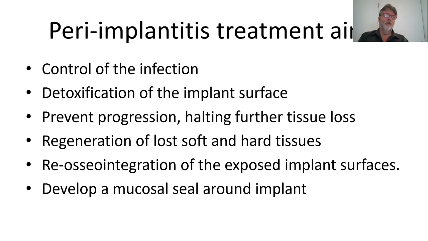There are lots of other people that use phosphoric acid, citric acid, all sorts of concoctions. But the only thing that's really good at destroying not just the bacteria, but also removing that biofilm is bleach. You want to prevent the progression and halt any more bone loss. That's the whole point of this. You want to try and regenerate the lost soft tissue, and if possible, try and do something about the hard tissues, but that's a goal that's not always possible. You might want to do a little bit of grafting if you think that might fill in a bit of the defect and make it easier for the patient to maintain, then that's all well and good.